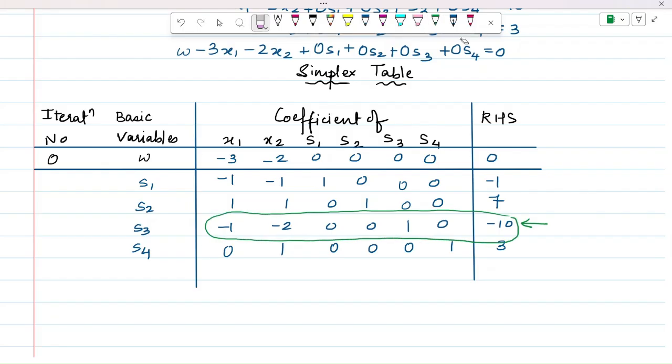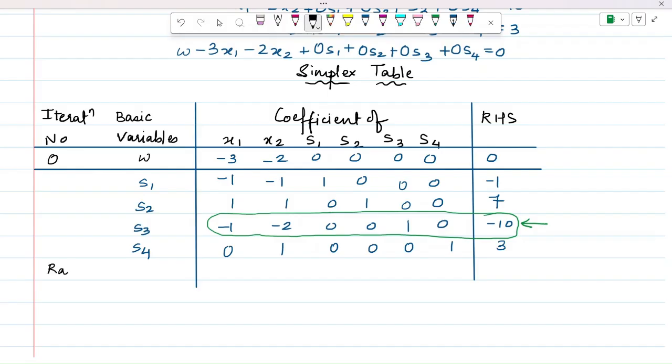Once I get the pivot row, I'll look at the ratio, which is nothing but Z divided by the pivot row. In this case, it's W divided by the pivot row. So -3 divided by -1 is going to give me a 3. -2 divided by -2 is going to give me a 1.